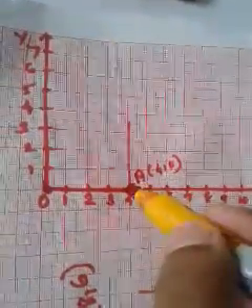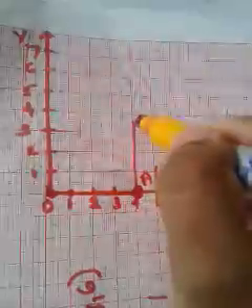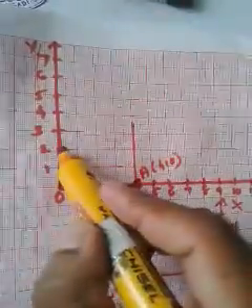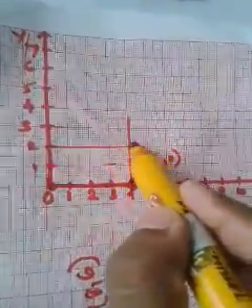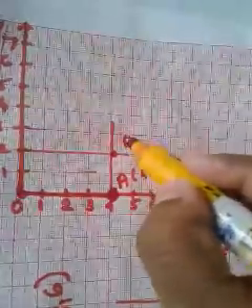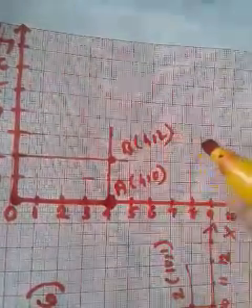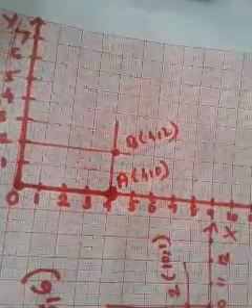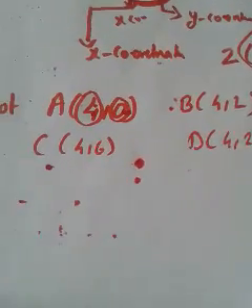B (4, 2). From the x-axis 4. So already one line we have drawn. And from the y-axis 2, no? So this is your line, and this is your point B (4, 2). I think it is almost clear, no? Yes. And which will be your next line?